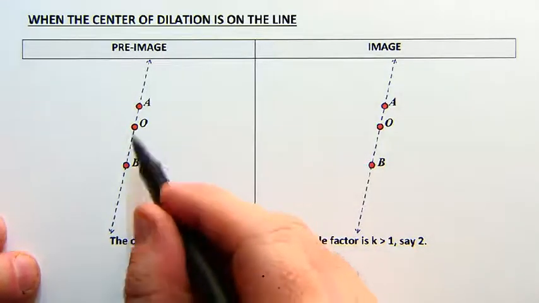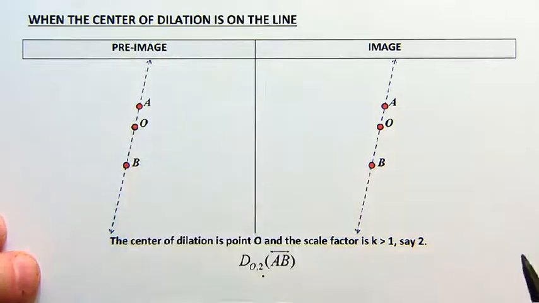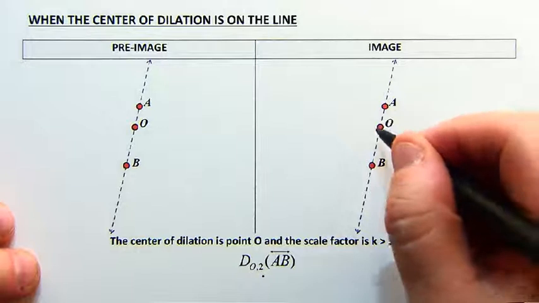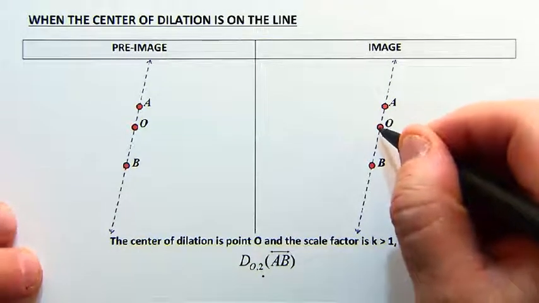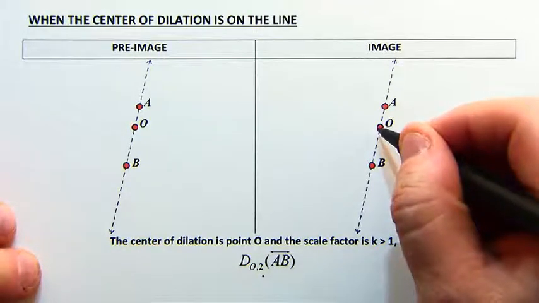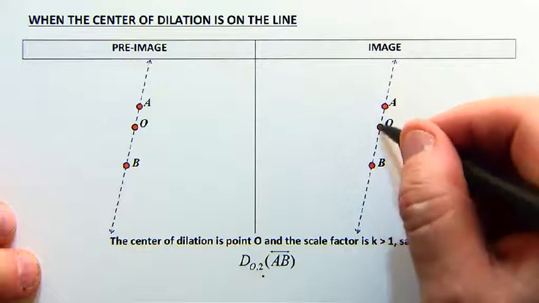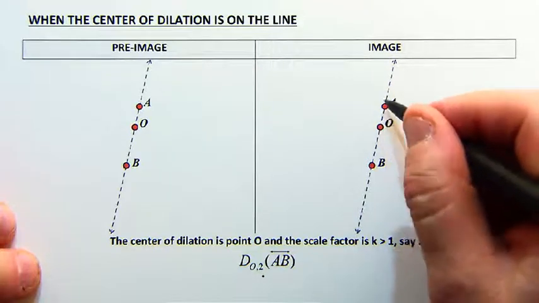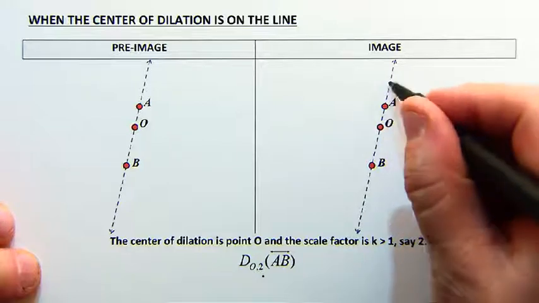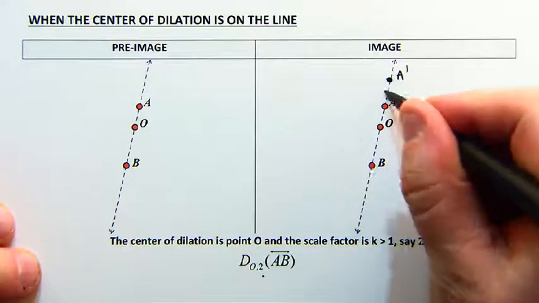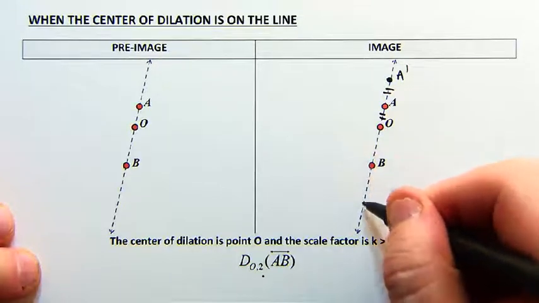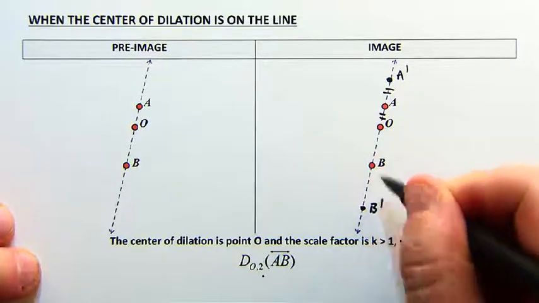O is our center of dilation. We have A, we have B, and we're being asked to dilate by a value of 2. Now, I'm just going to rough it in, but what a dilation does is it either expands or contracts or reduces our points on the ray from O through that point. And so if you're going to double it, 1, 2, A prime would be somewhere up here, and then B prime would be on its ray, double the value, say somewhere about here.